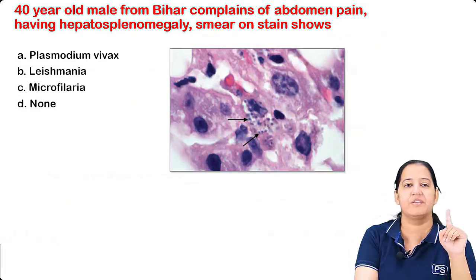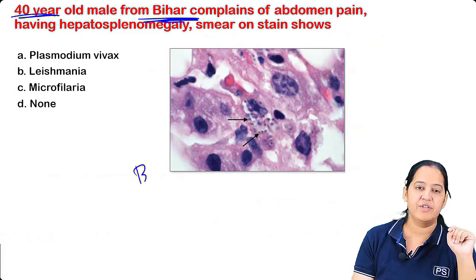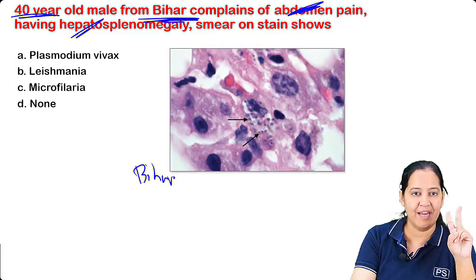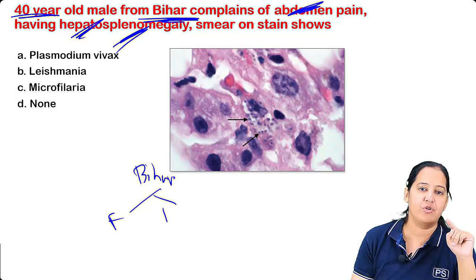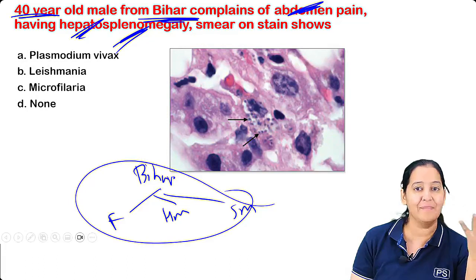Read the question. There is a 40-year-old male from Bihar. Bihar is a big clue. The patient is from Bihar, with complaint of abdominal pain number 1, hepatomegaly number 2, splenomegaly number 3. So the Bihar patient has fever, hepatomegaly and splenomegaly. So of course the answer is leishmania. I'm suspecting leishmania.